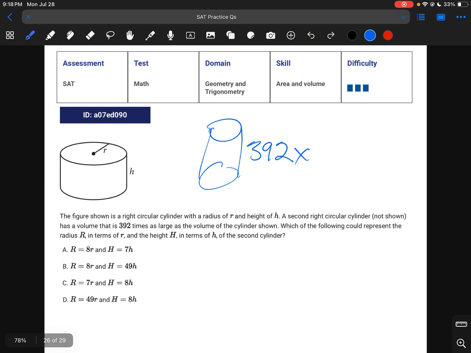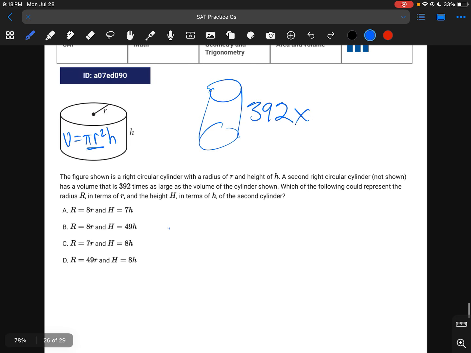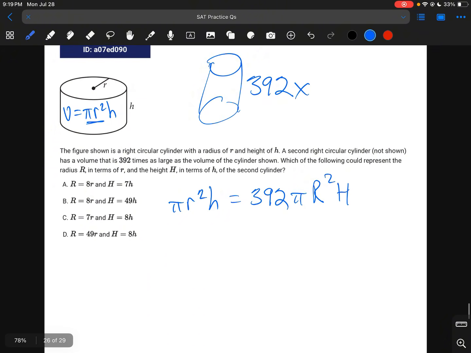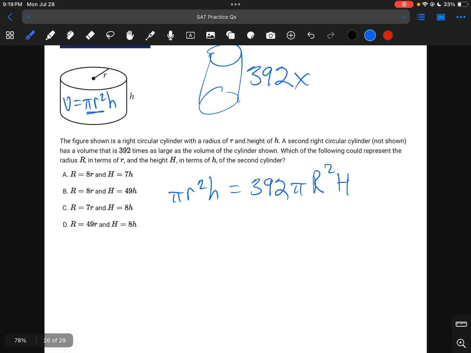Okay, so first we need to know the volume is pi r squared times the height. This comes from the area here, and then you multiply by height to get the volume. So we know that pi r squared times the height is equal to 392 pi big R squared and big H. So we could just plug in all these terms here to see at what point we get 392.